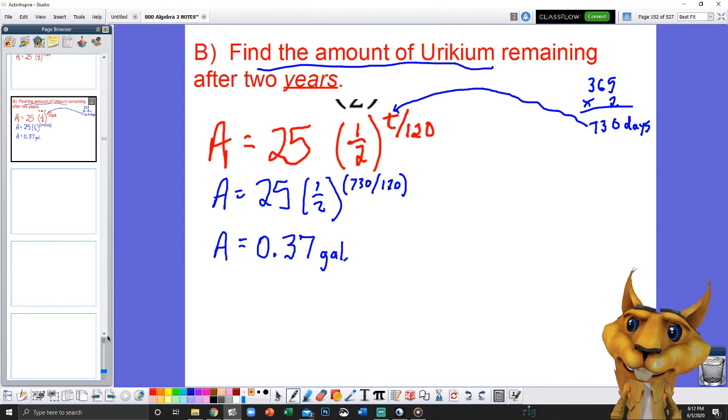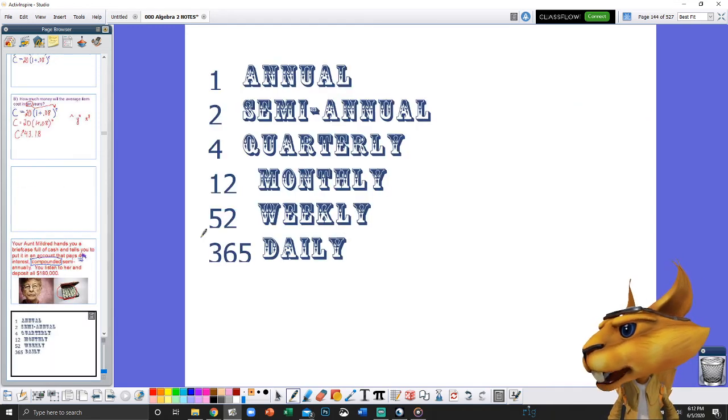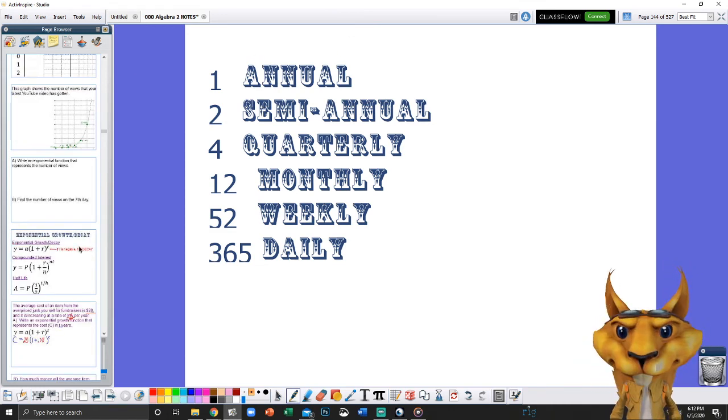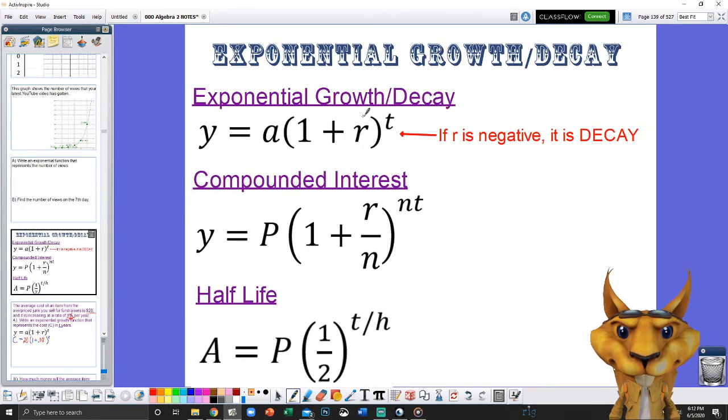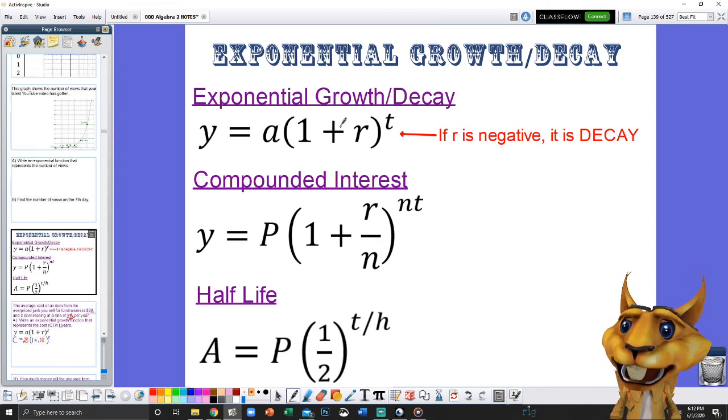I have shown you every type of problem I can show you, I think, with exponential growth and decay. We've gone over the different words for compounded, and we talked about how to know which formula to use. So over here, if we have the words half-life, we're going to use that bottom formula. If it says compounded, we're going to use the compound interest formula. Otherwise, we're going to use this formula up top. Remember, if you're going down in value, if it's decaying or decreasing, we're going to make that a minus sign.